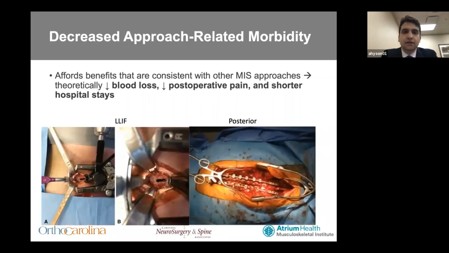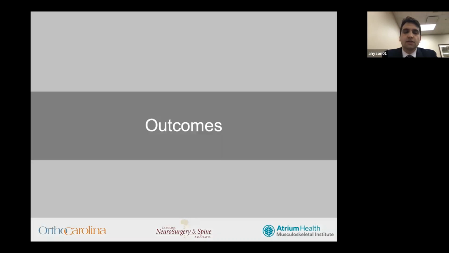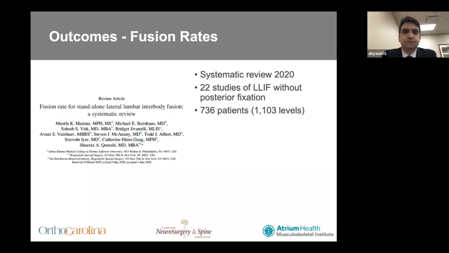Finally, there is theoretically a decreased approach-related morbidity, and this should afford the same benefits as other MIS techniques, such as decreased blood loss, decreased postoperative pain, and shorter hospital stays. So briefly, we'll go over the outcomes that have been found in literature regarding this procedure.